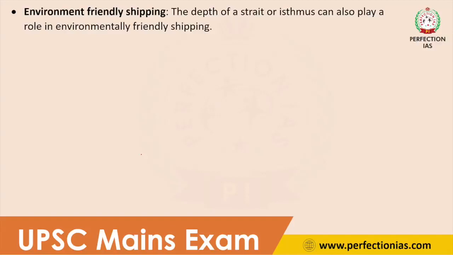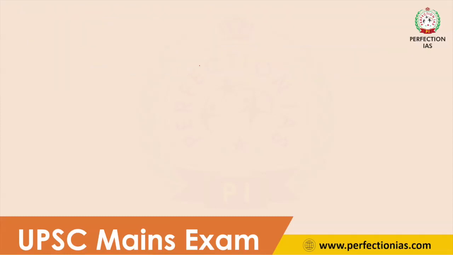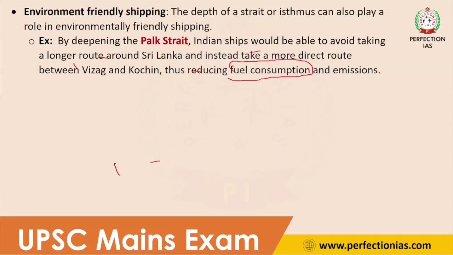The next is environment friendly shipping. The depth of straits or isthmus can also play a role in environment friendly shipping. An example for this is that by deepening the Palk Strait, which lies between India and Sri Lanka, we can shorten the trade route between India and Sri Lanka, which will help us reduce fuel consumption and emissions. So the strait and isthmus can also help in environment friendly shipping. So these are the major significances of straits and isthmus in international trade.